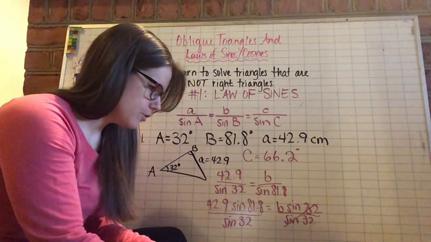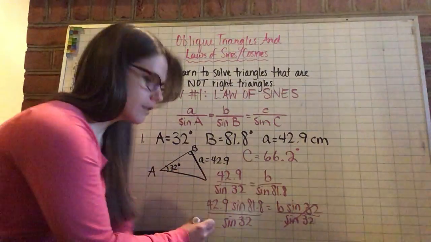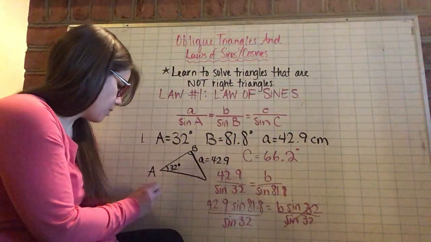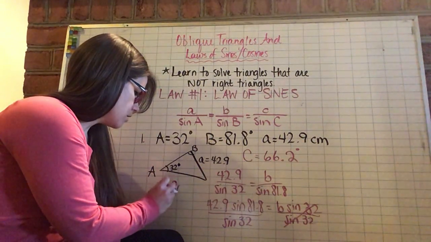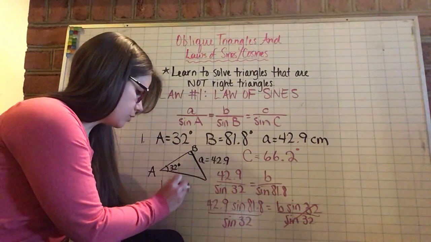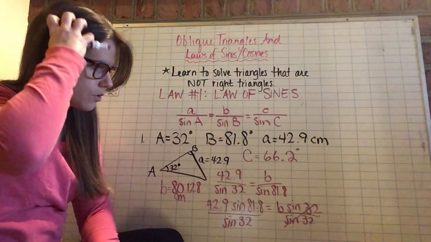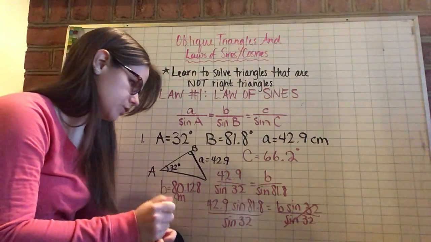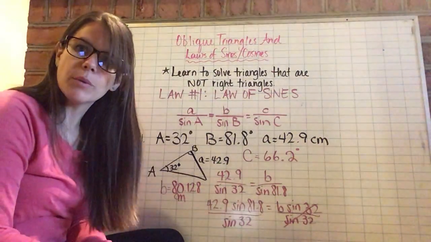Okay, and your answer should be that B is equal to 80.128 centimeters. All right, so there is the first side length that we need to find.